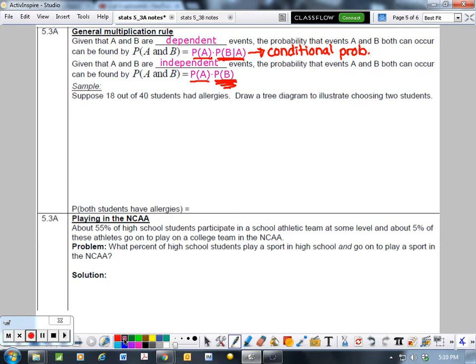Okay, so we're going to do a problem. Suppose 18 out of 40 students had allergies. So let's say the first student had allergies, or the first student did not have allergies. So if 18 out of 40 students had allergies, then how many did not have allergies? Well, how many is left over?